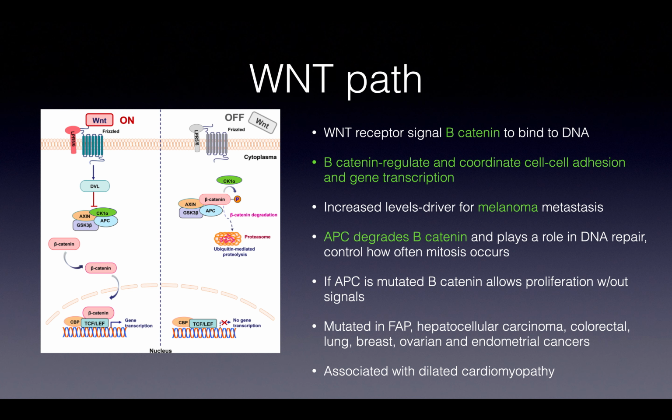So how does that happen? APC is going to degrade the beta-catenin and it controls how often mitosis occurs. And without that regulation, the beta-catenin is allowed to proliferate without signals. It's going to be particularly mutated in FAP, hepatocellular carcinoma, colorectal cancers, breast, ovarian, and endometrial cancers.